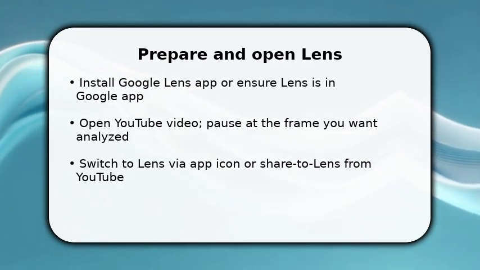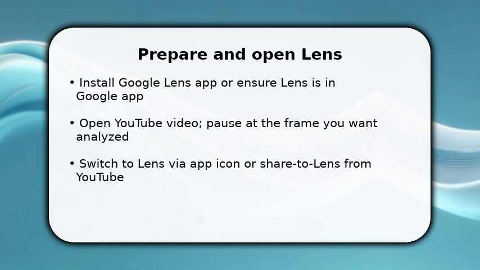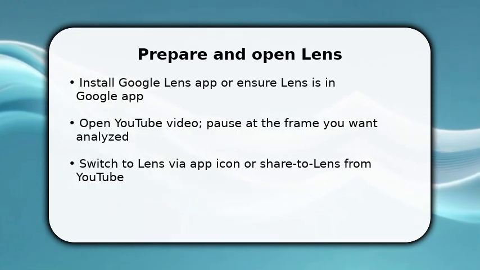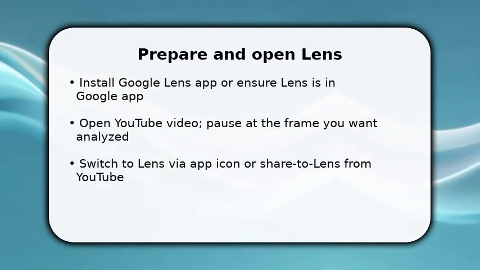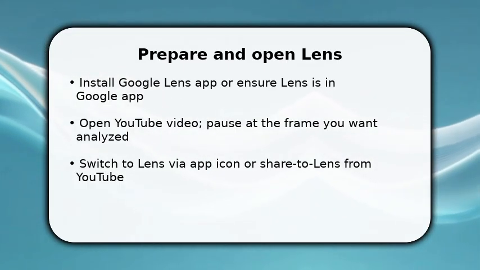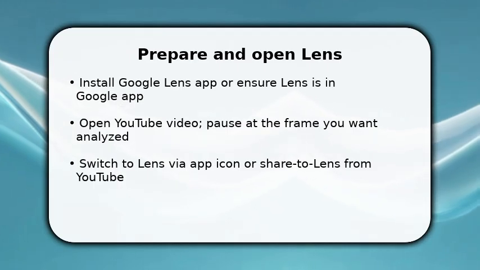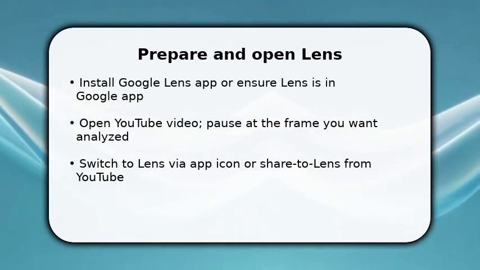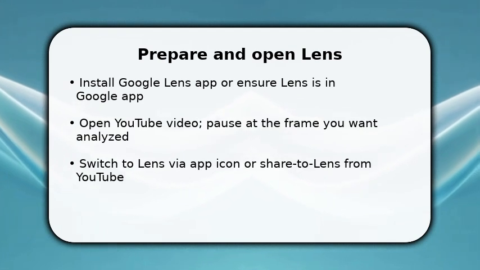Open the YouTube video and pause on the exact frame you want to inspect. Accuracy matters for text and object results. Once paused, use the Share menu and choose Lens or Open Lens and pick the screenshot. This first action captures the visual data Lens needs to work.